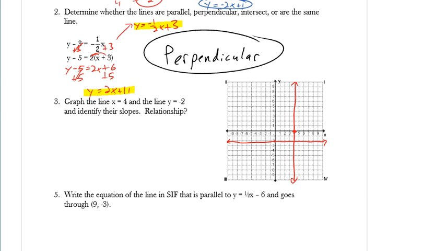Their slopes are 0. This one's undefined. We should know that from the first day we talked about these. And the relationship is, well, if one's an undefined slope, the other one's a slope of 0, they're not opposite reciprocals, but you know one's horizontal, one's vertical. So we know that these are perpendicular to each other.